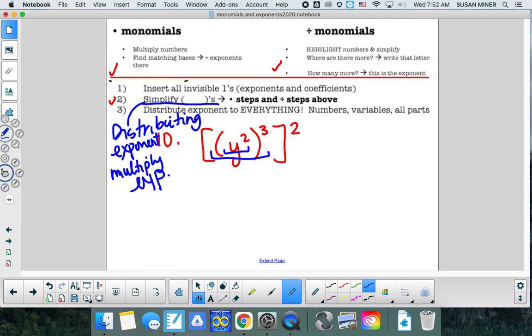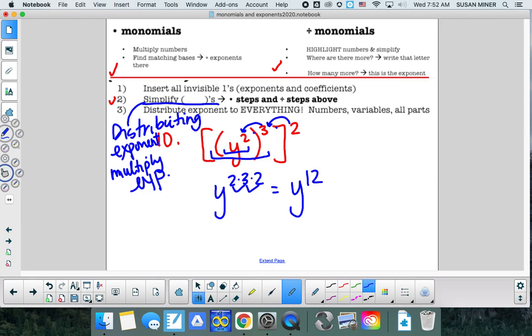And so really, I'm distributing this one right to there, and I'm distributing that to there. And so I'm really just taking all of my exponents and multiplying them together. So what I'm going to end up with is y to the 2 times 3 times 2. Well, when I multiply 2 times 3, I get 6. And then multiply that by 2, I get 12. And so I'm going to end up with y to the 12th.